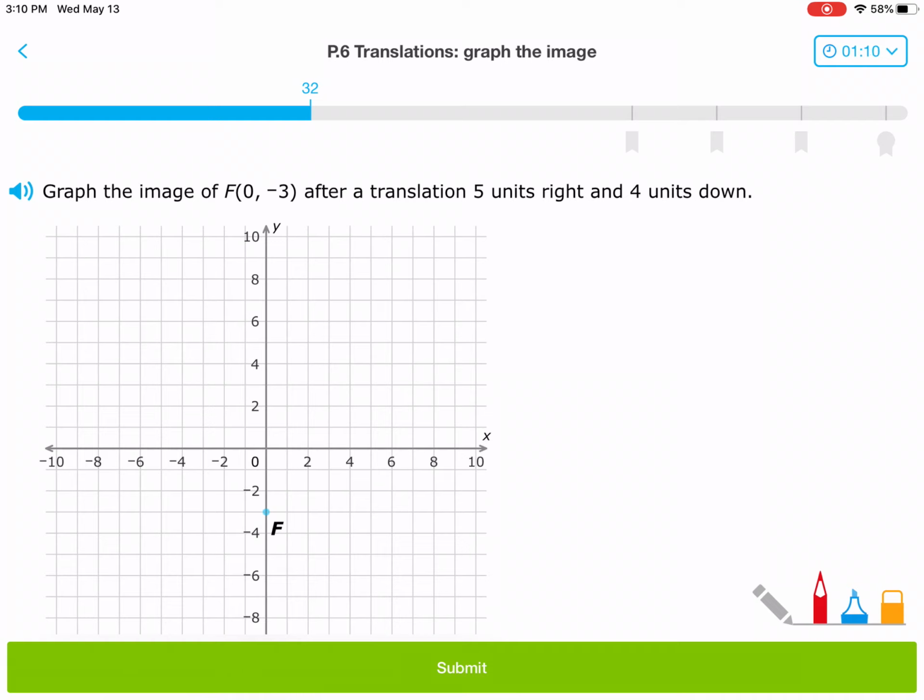5 units right and 4 down puts me there. So that one shouldn't be too hard either. You're just sliding the point. Remember, translation means slide.